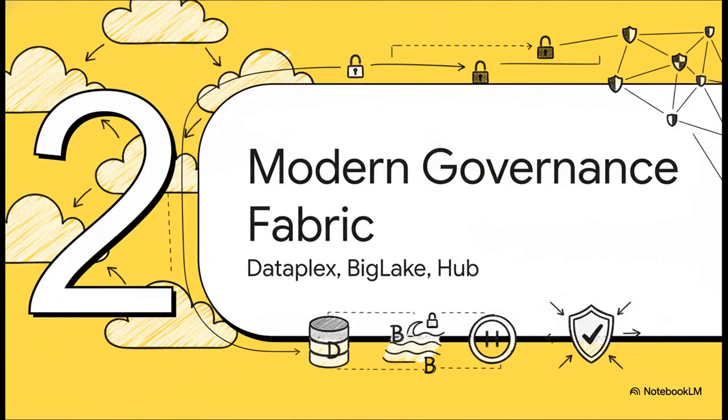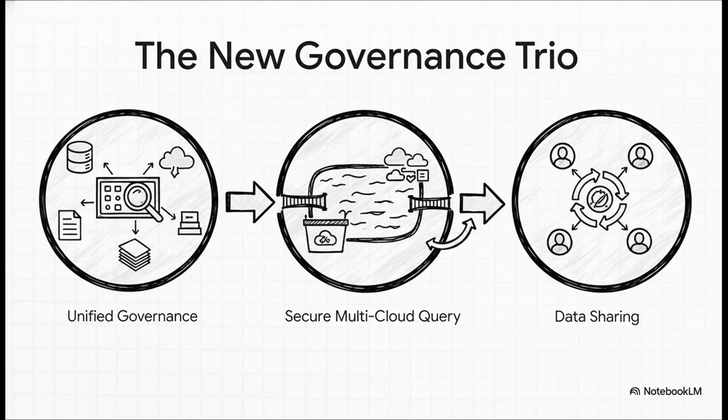All right, let's get into the meat of it. We're going to talk about the new services that form the absolute core of modern data governance on Google Cloud. You can bet you're going to see these three on the exam. So you've got this new trio: Dataplex, BigLake, and Analytics Hub. These are your go-to tools for building a data mesh or a lakehouse.